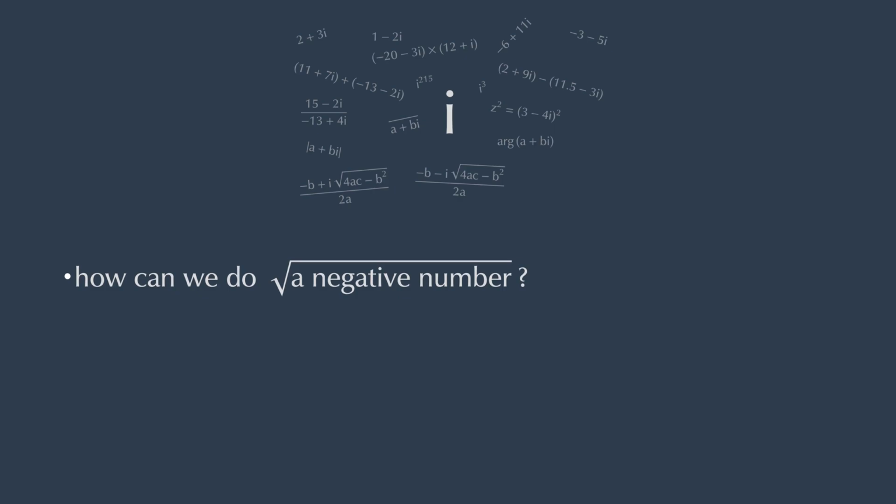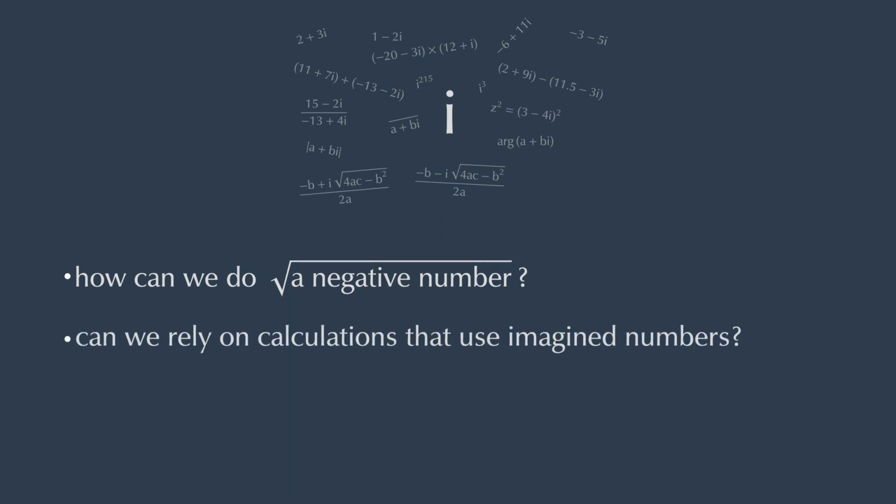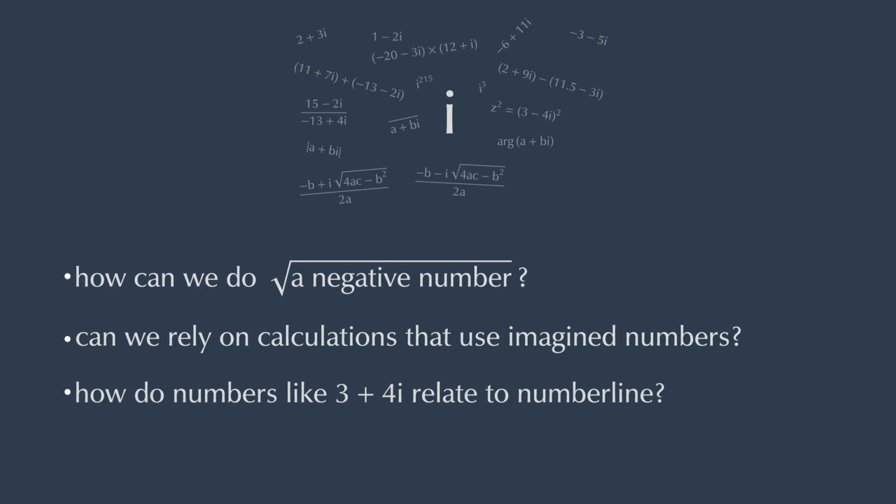It does not help that we call numbers like i or 4i imaginary. If we merely imagine these numbers, how is it okay to just use i in our calculations? Can we rely on the results of such calculations? And what does a number written as 3 plus 4i mean? How do such numbers relate to the numbers on the number line? We'll answer these questions in this video.